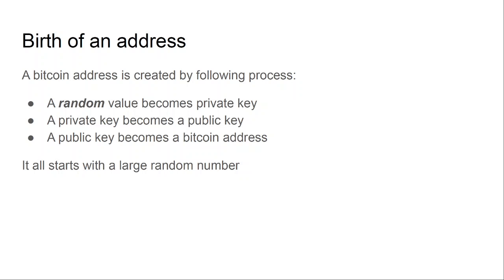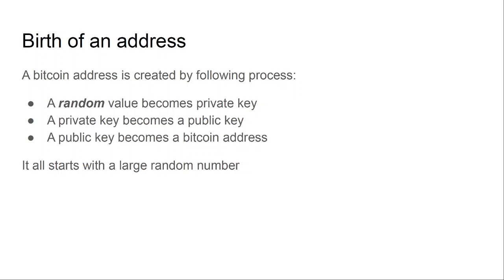Bitcoin is decentralized, so we create our own number. We don't do it just willy-nilly by ourselves. We have a very formal process in which a random value becomes a private key. That's very important. A private key is just based on a large random number.